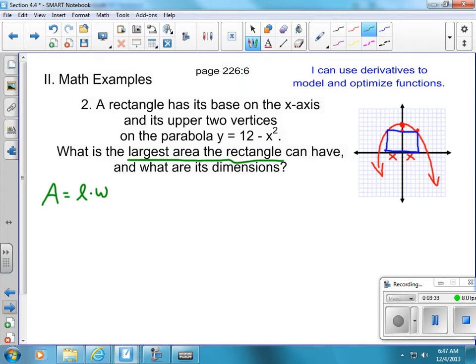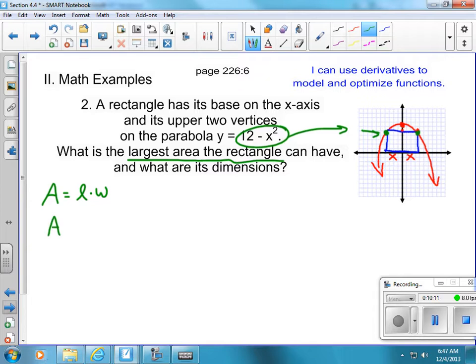All right, so the rectangle has its base on the x-axis and its two upper vertices on the parabola. Okay, well luckily this parabola is symmetrical around the y-axis, right? So the two points here, even though we don't know what they are, we know their y value. Their y value is 12 minus x squared, right? That's how high this rectangle is. We'll call that its width.